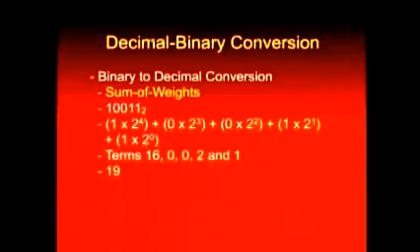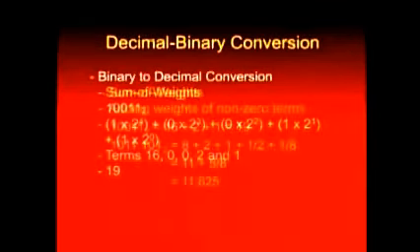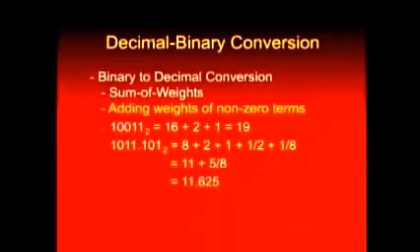You write the binary number in the form of an expression using the base 2 and the weights of the corresponding binary digits. You sum up the terms and the result is the decimal number. A simpler method is to add the weights of only the non-zero terms. Consider an example.